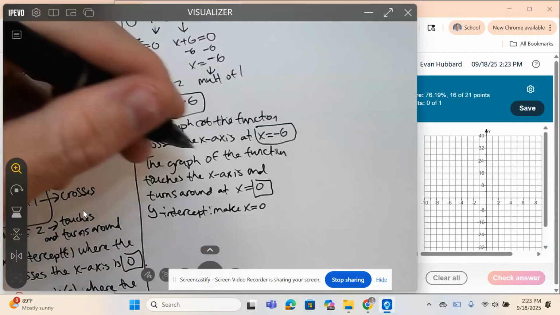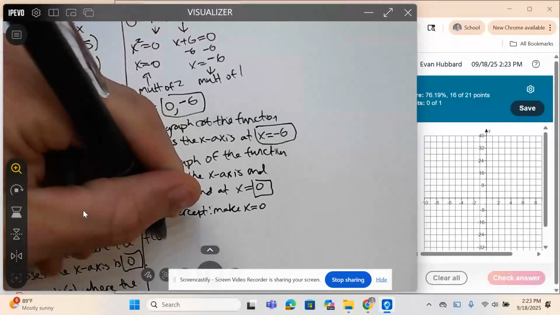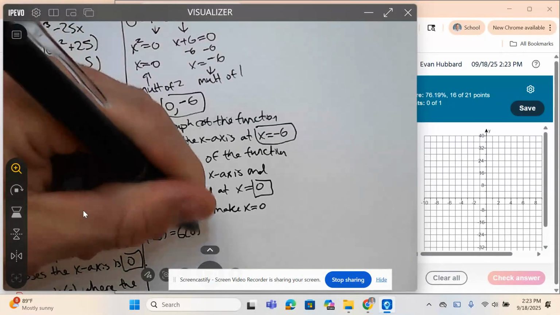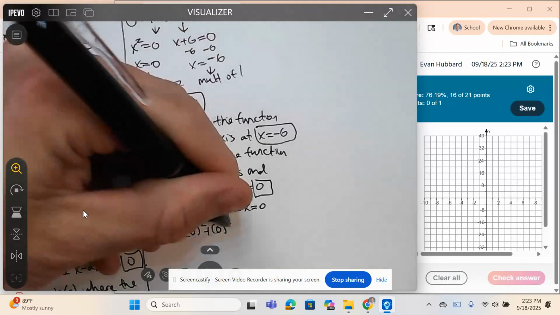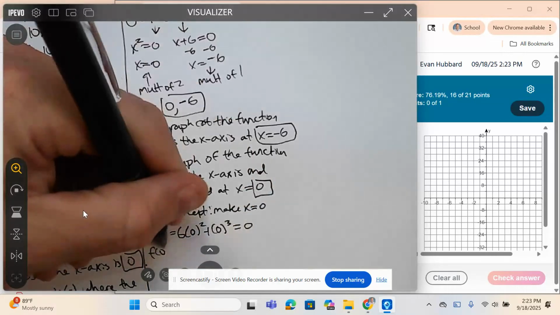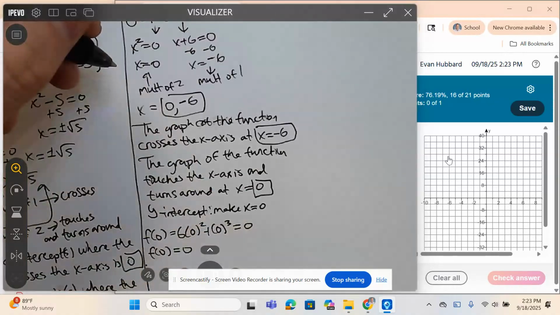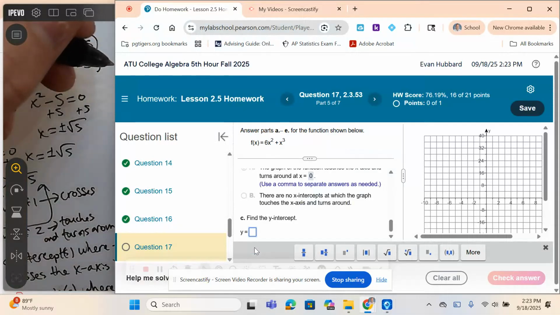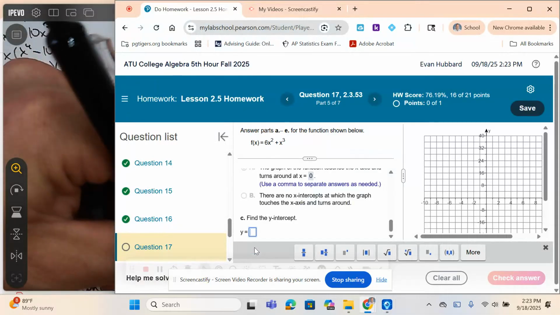Make x equals 0. So f of 0 is 6 times 0 squared plus 0 cubed. That's just 0. So f of 0 is 0. So the y-intercept is 0. So y equals 0.